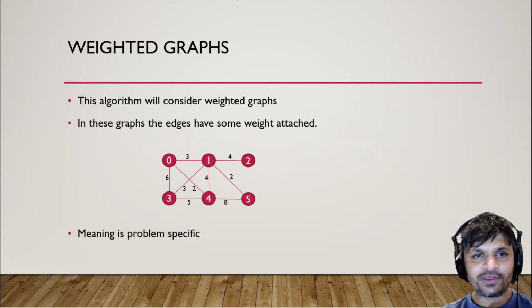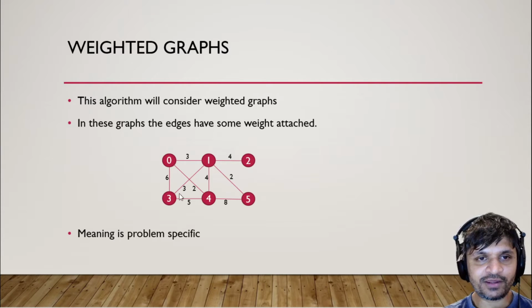Okay, so the minimum weighted spanning tree algorithm is the first one we're going to look at that will consider weighted graphs. We've looked at graphs before that have vertices and edges, and previously we've said that all edges are created equal, but in this circumstance the edges have some weight attached. So if you look at the example over here, we've got a graph that has vertices and edges, but now the edges are annotated with some weight.